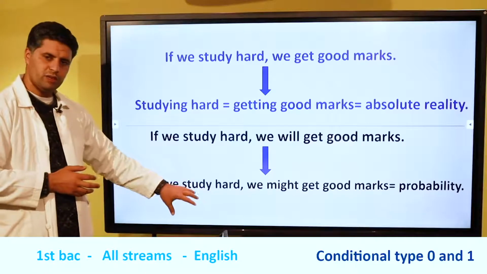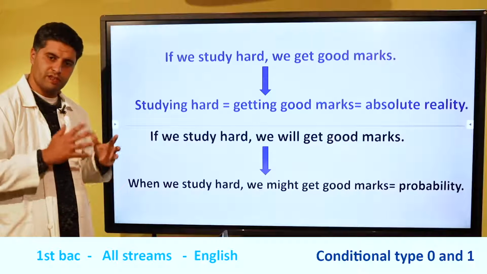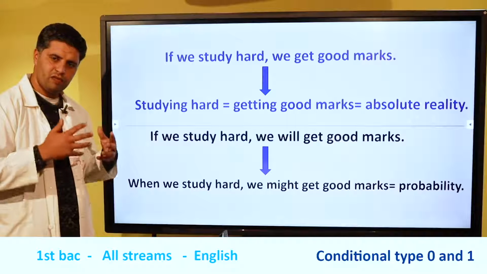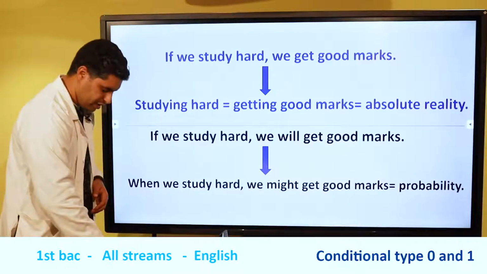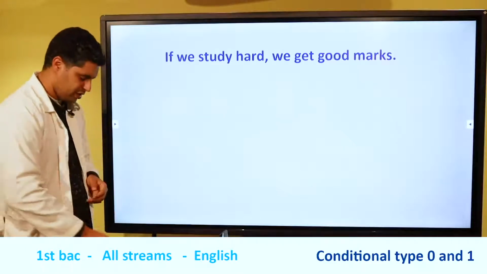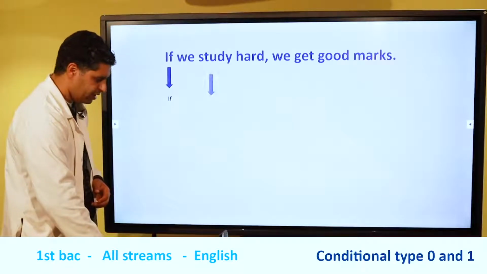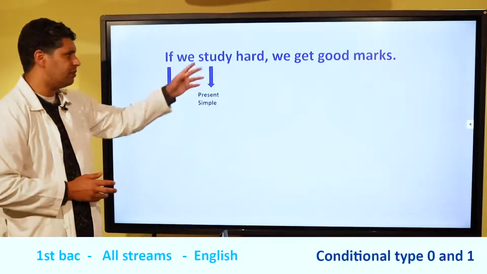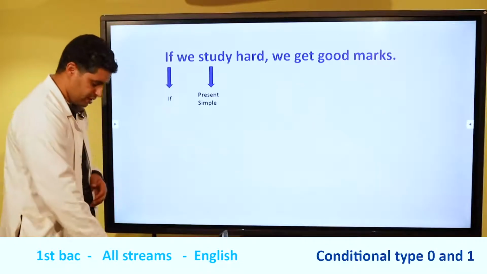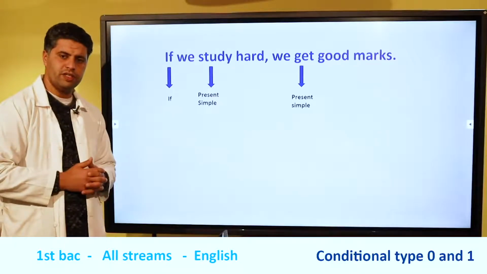This one is different from the first one. In the first one we have a truth, a fact, something that we are certain about, we are very sure. Now let's study the structure of the two statements. Let's take the first one. Here we have the conjunction if, and we have the present simple. Here we have the verb study, used in the present simple. And we have the present simple in the second part of the statement too.